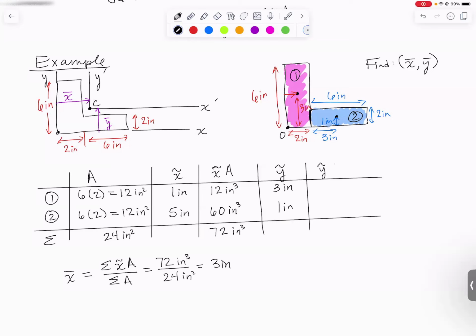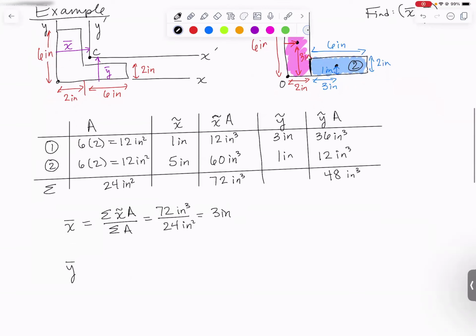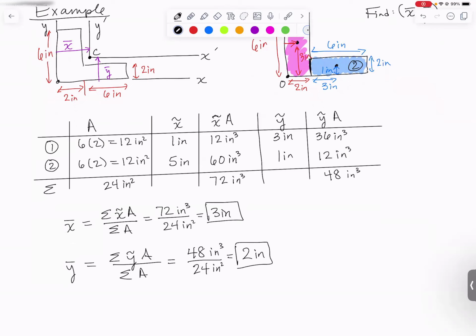Now multiplying y tilde times areas, I have 12 square inches times 3 inches, which is 36 inches cubed, and 12 square inches times 1 inch, which is 12 inches cubed. I add those and I get 48 inches cubed. So for my y bar, it's just the sum of the y tildes times area over the sum of the areas, which is 48 cubic inches divided by 24 square inches. And I think that comes out to be exactly 2 inches. So my x bar was at 3 inches, y bar is at 2 inches.